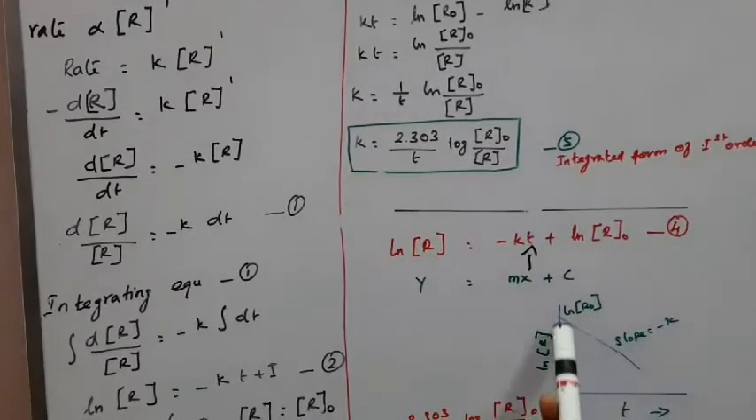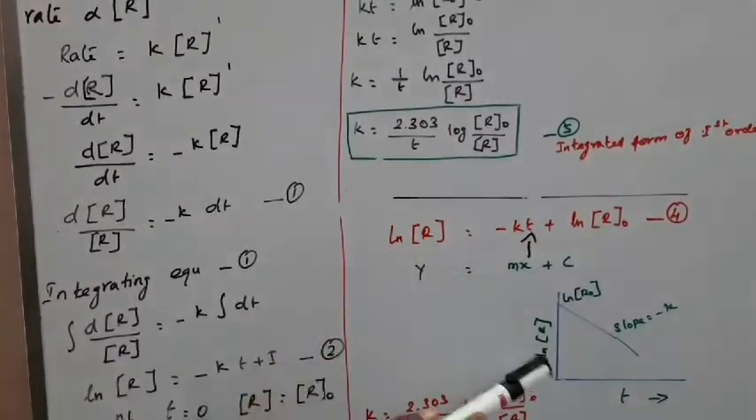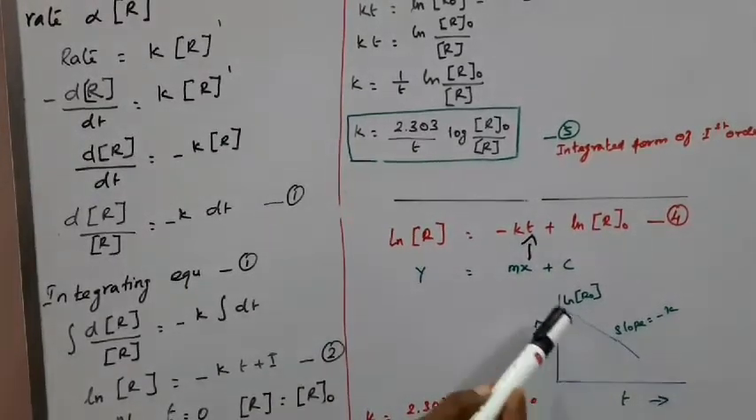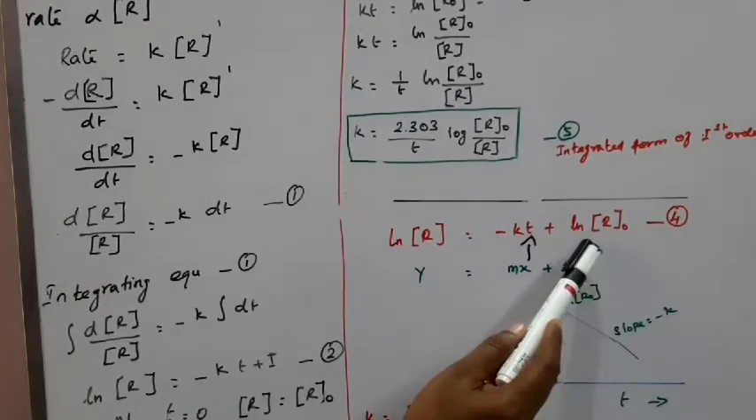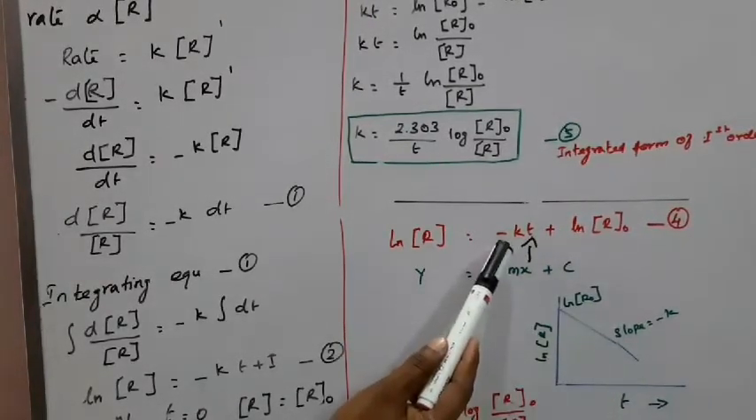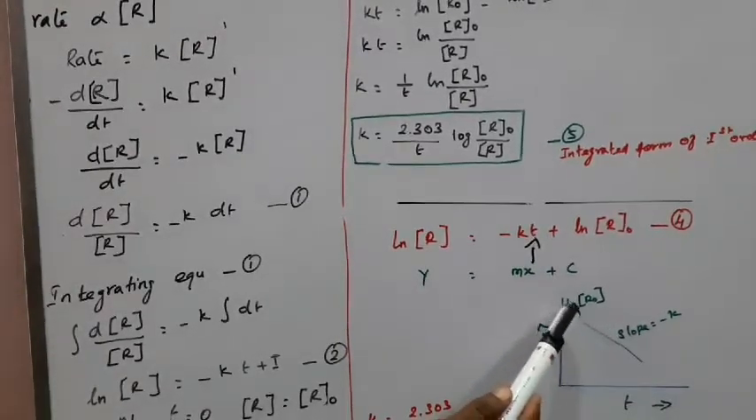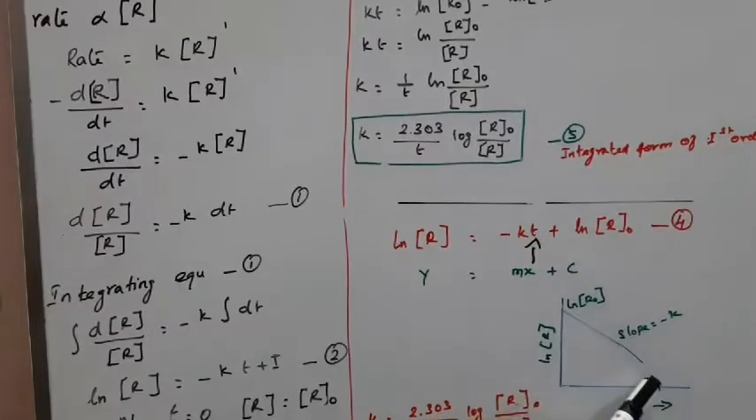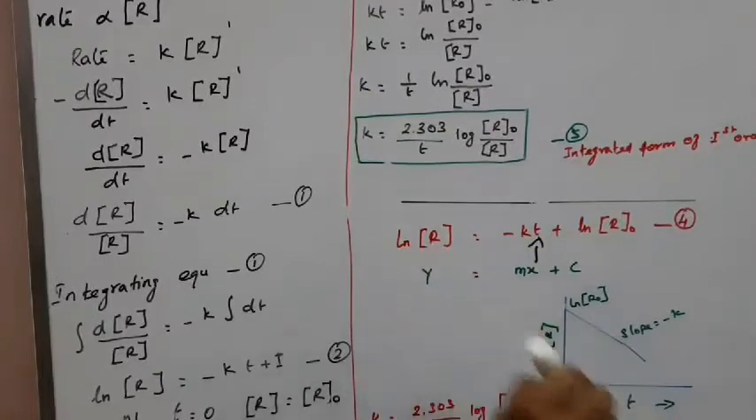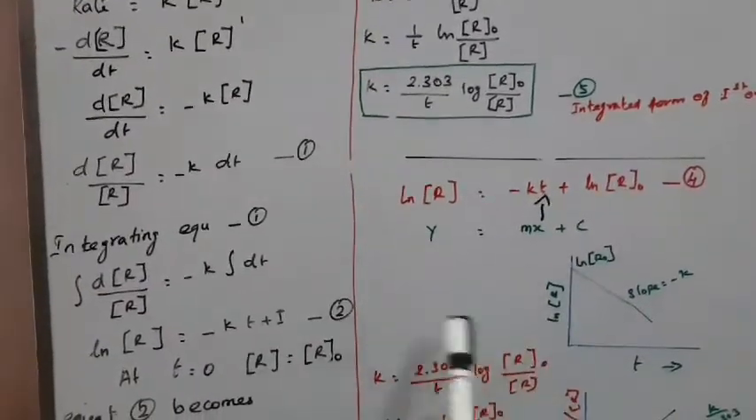So the x axis is time t and the y axis is ln R. The constant ln R0 is the intercept with the y axis. The slope equals minus k, so the graph from the intercept on the y axis is completely decreasing. The slope becomes negative. This is one graph.